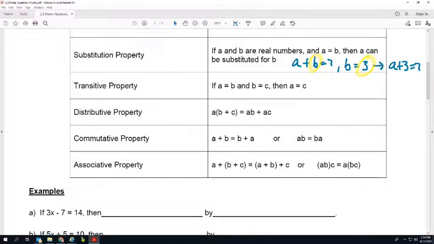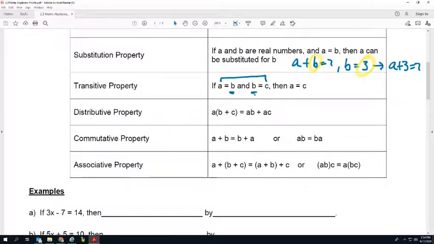All right, the next one is transitive property. You have if A equals B and B equals C, then A equals C. Notice that we have A equal to B, but we also have B equal to C. So these are the same right here. So that means that these two must be equal to each other. That's the transitive property. We have three things there. The A equals B, the B equals C, so that means that A equals C.